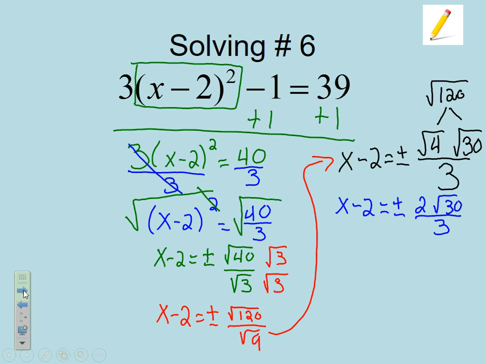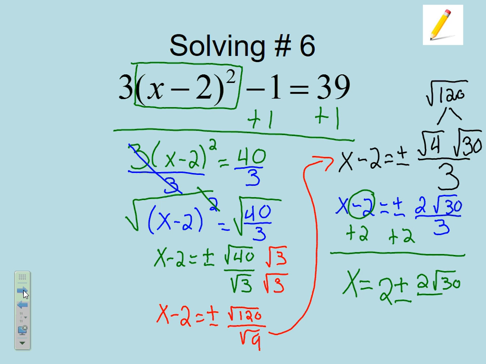Now I can get rid of this minus 2. So I'm going to add 2 to both sides. So I get x equals 2 plus or minus 2 square roots of 30, all over 3. This whole thing is my 2 answers. Right? And we're going to leave it just like that.